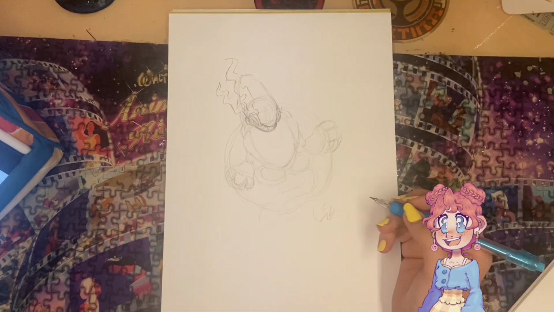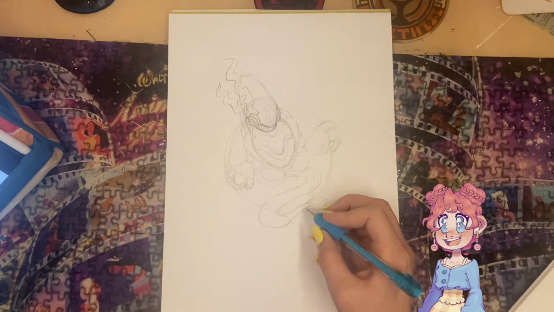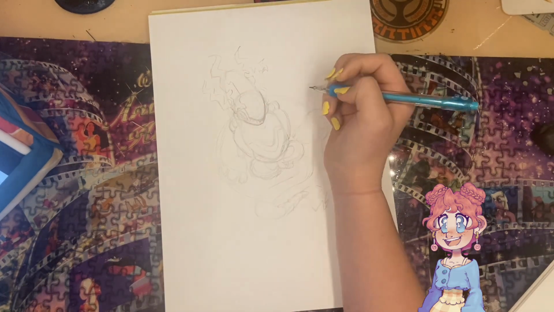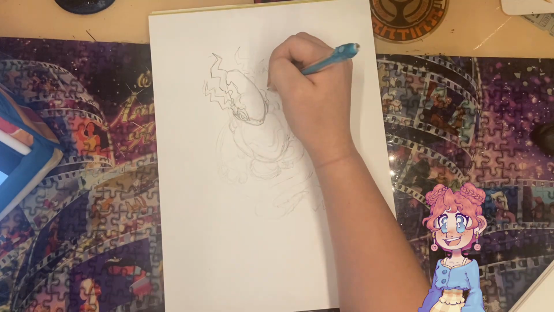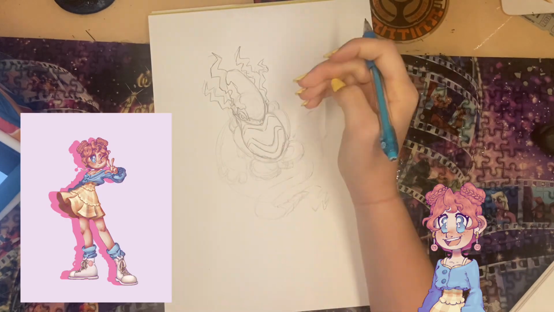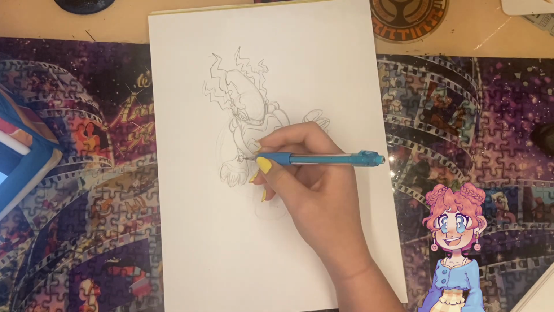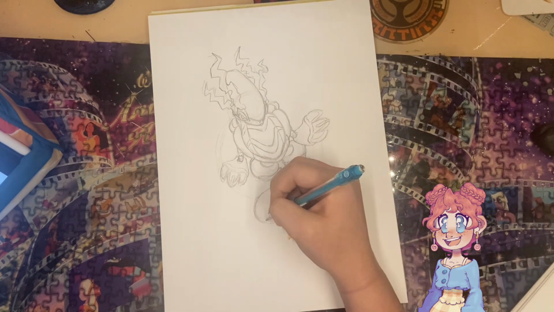The idea that I ended up going with was basically just his normal key art pose, but from the top perspective. General tip, if you don't know how to pose anything and want to make it interesting, just do it from the top perspective. It ends up looking way cooler for some reason. I don't know. That was just my thought process doing this.